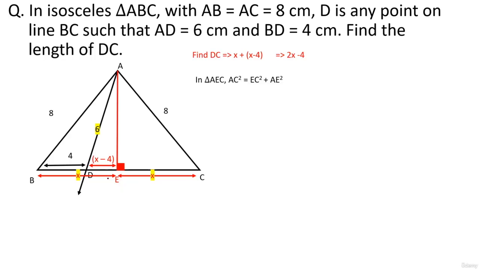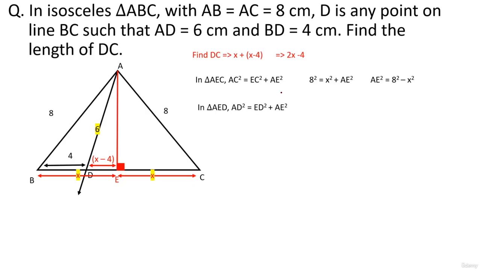So let's solve it. In triangle AEC, we take the Pythagoras theorem in this triangle AEC. Okay, we have AE square plus EC square is AC square. Okay, so AC we have is 8, EC is X, and AE is the perpendicular side. So AE square will be 8 square minus X square, right?